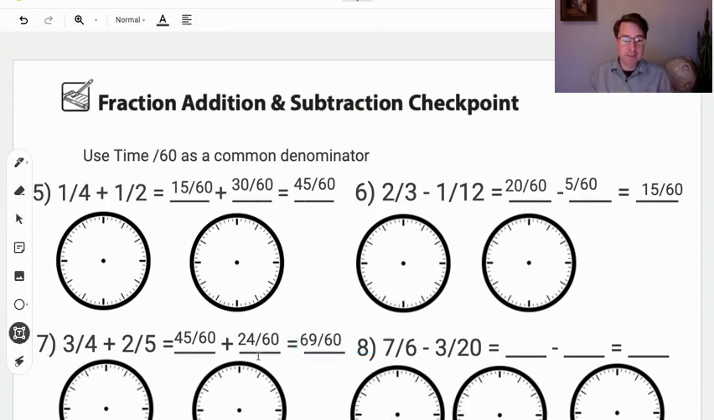And then let's go ahead. We can either leave this as an improper fraction or convert to a mixed number, which is going to be 1 hour and 9 60ths. So either of those is correct for your answer there.